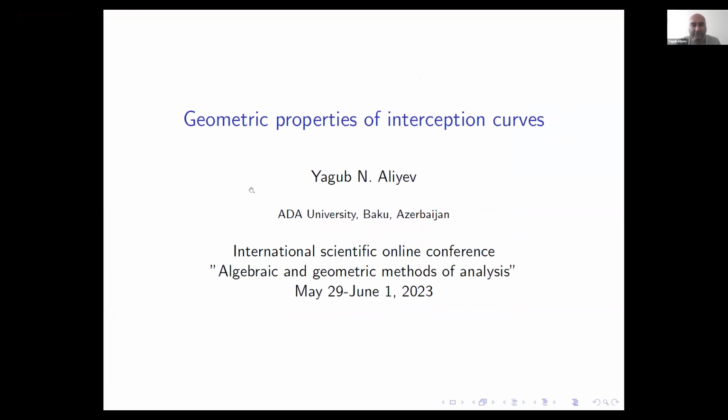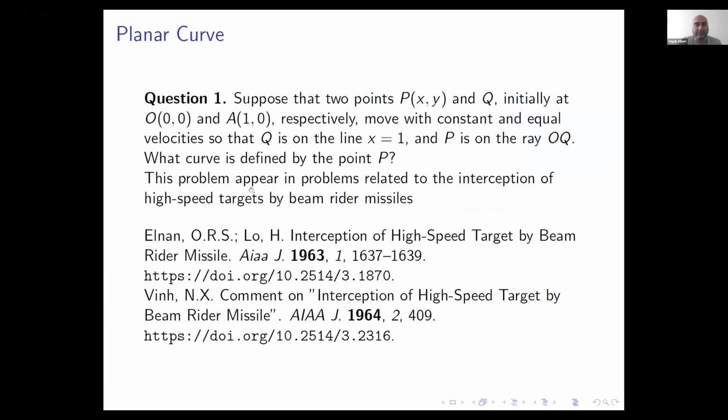I represent ADA University from Baku, Azerbaijan. My talk is rather simple. I consider this question. Suppose that two points, P and Q, initially at O(0,0) and A(1,0) respectively, move with constant and equal velocities so that Q is always on the line x equals 1 and P is on the ray OQ. The curve is defined by the point P. This problem appears in many references, but it also appears in problems related to interception of high-speed targets by beam rider missiles. These are the two references about this application.